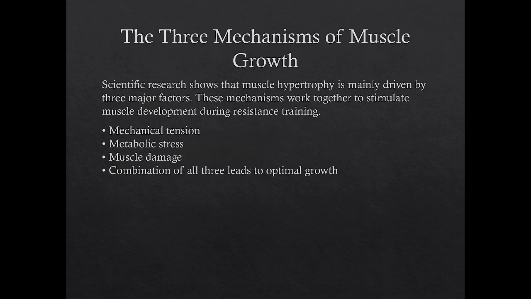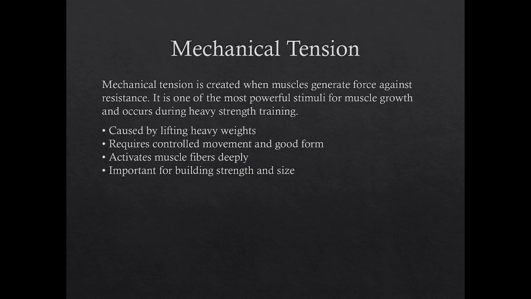Scientific research shows that muscle growth is primarily driven by three key mechanisms. These mechanisms are mechanical tension, metabolic stress, and muscle damage. Each one contributes to the muscle building process in a different way, and when they work together, they create the ideal environment for hypertrophy. Understanding these mechanisms can help you design more effective training programs.